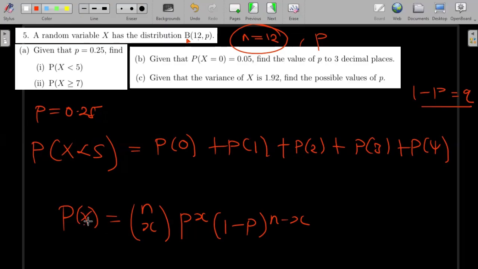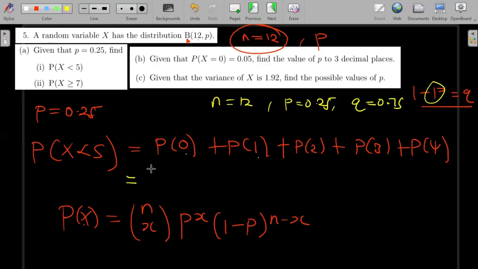So we're going to be using this formula, where the x here is the one that is changing: here it's 0, there it's 1, just like that. We've been told that n is 12 and the probability of success, p, is 0.25. This means the probability of failure, q or 1 minus p, will be 0.75. How do we find this 0.75? We just say 1 minus p, where p is 0.25, and you get your q.